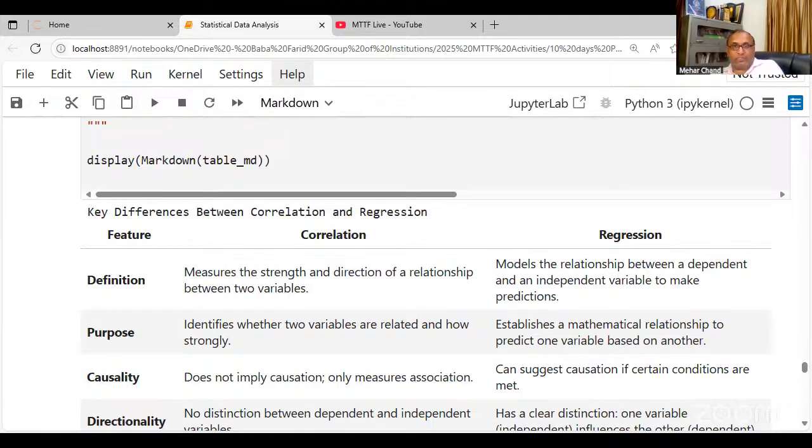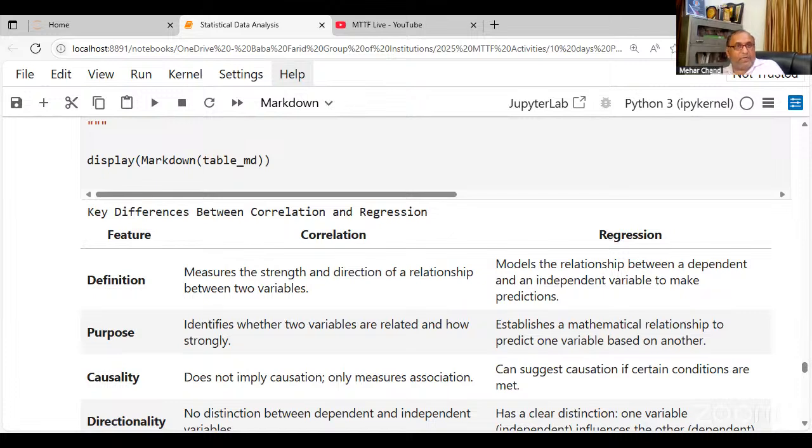So by using regression, we can establish a relationship between the X and Y variables. Y will be dependent on the X variable, and X may be one variable or multiple variables. According to that, we can easily establish a mathematical relationship which can be used for prediction.